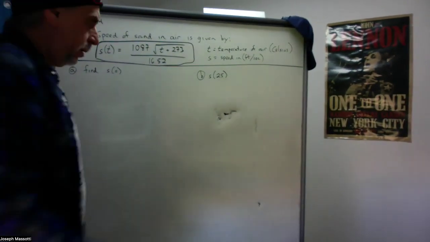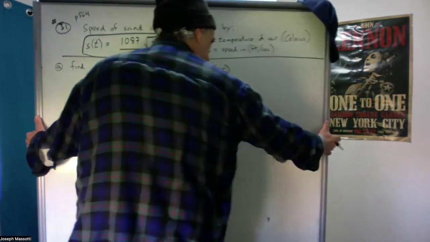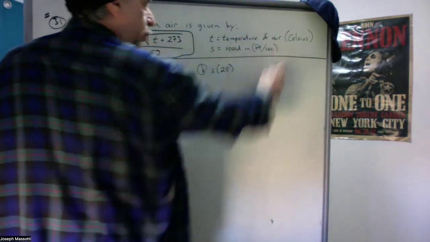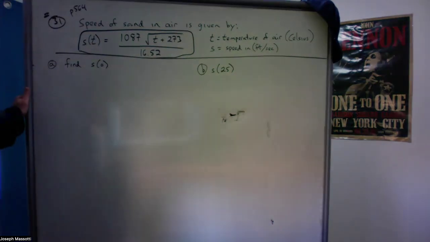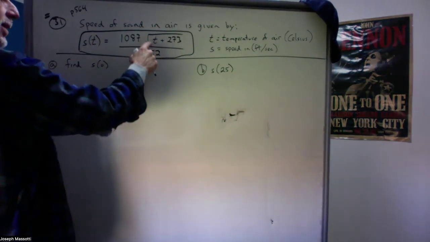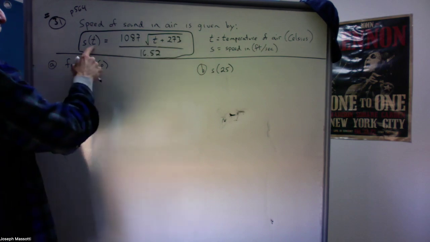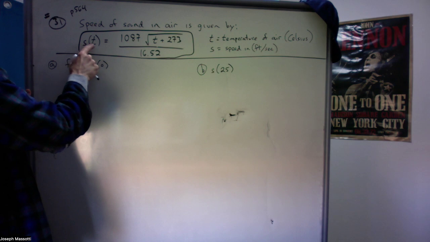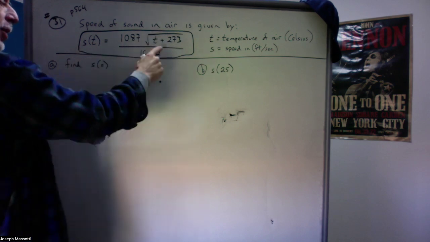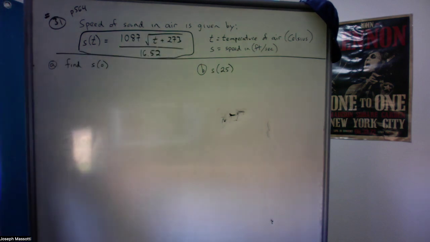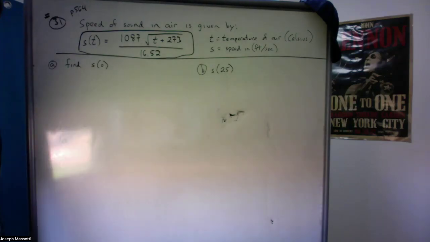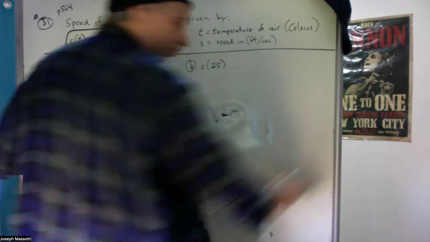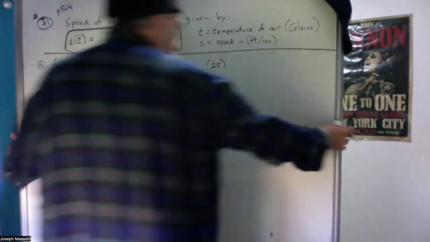And T is the temperature of the surrounding air in degrees Celsius. So T is the input to this function. S is the output. We call this S of T, and we're given this expression, and we're asked to find two outputs for two individual inputs.